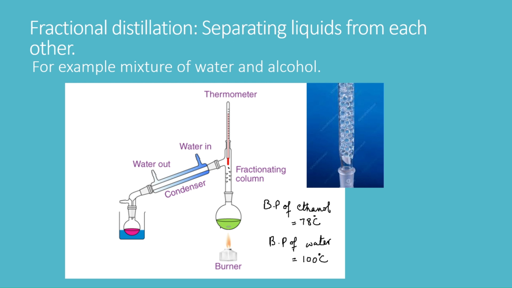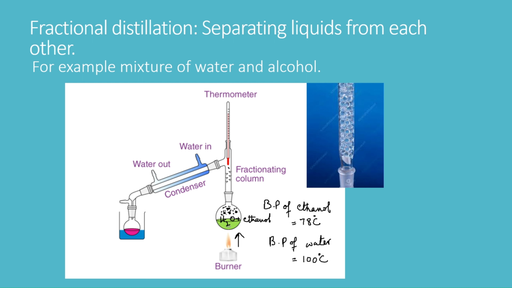So what have we taken in the round bottom flask? We have taken a mixture of water and ethanol. Again we will heat the round bottom flask. As the temperature rises, ethanol and water will start evaporating. Both the water and ethanol will start evaporating over here in the round bottom flask, but you know that ethanol is more volatile than water, so it will vaporize more and will start boiling when the temperature goes to 78 degrees Celsius.